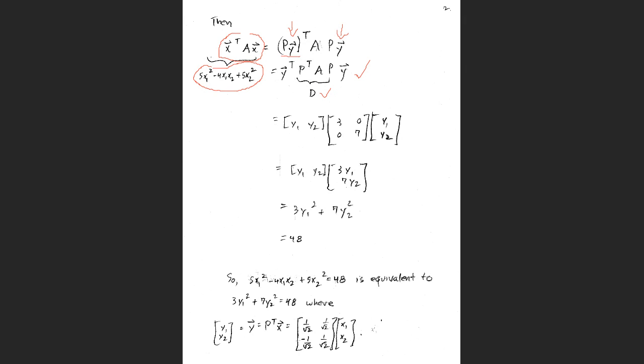Okay. So we can work out the quadratic form, and we will end up getting 3 times y1 squared plus 7 times y2 squared. And by the way, that would equal 48, because 5x1 squared minus 4x1 x2 plus 5x2 squared equals 48. So that means that 3y1 squared plus 7y2 squared would have to equal 48.